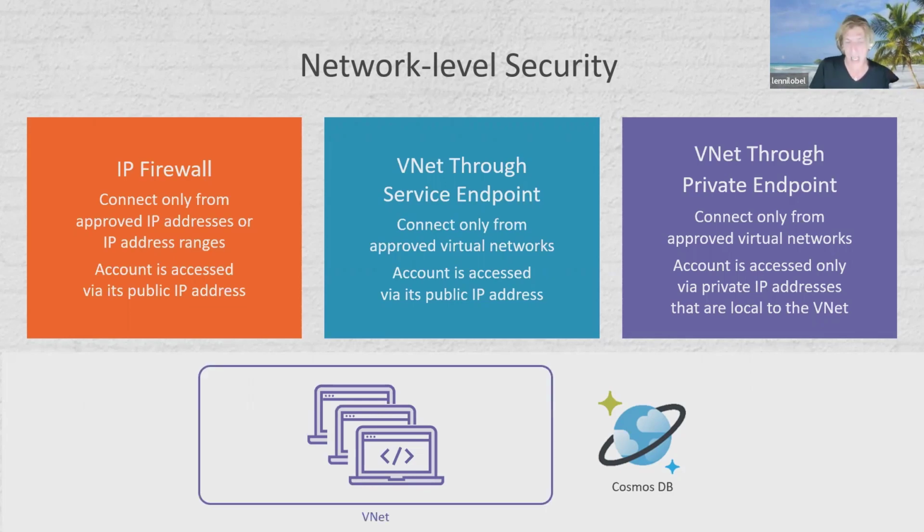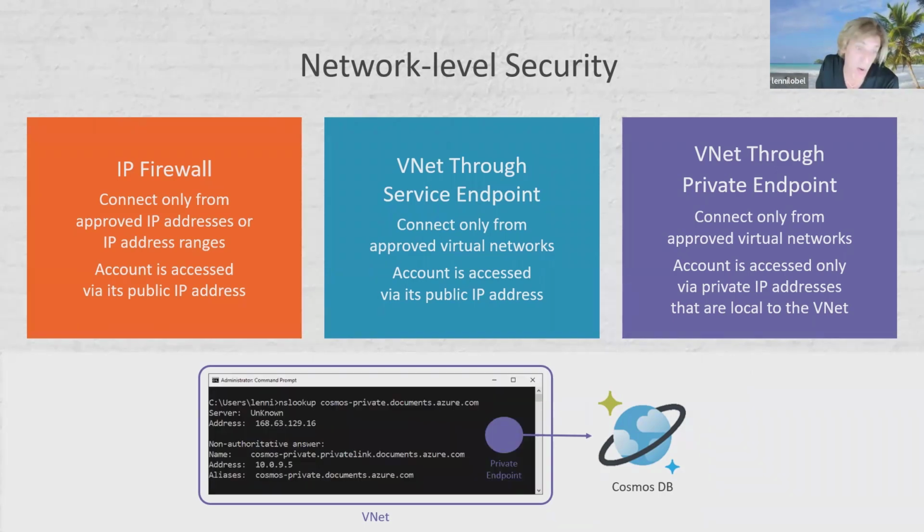So I have a VNet like I had before, and I have my resources and clients that need access to Cosmos DB contained inside that VNet like I had before. But now I also create this private link, this private endpoint, this Azure concept of a private endpoint as a resource inside of my VNet. And that is able to access Cosmos DB through a private IP address.